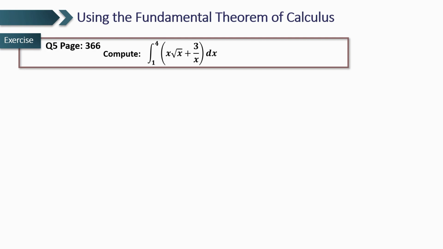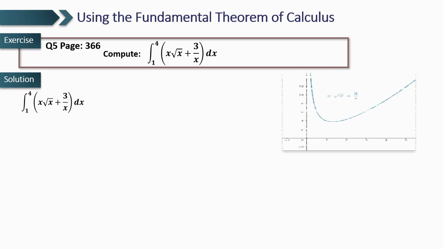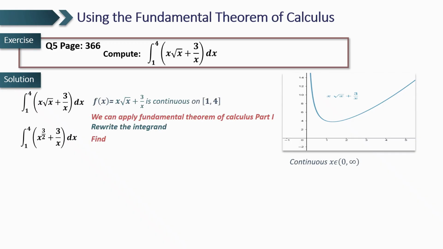You can simplify before you antiderivate. You have x root x. The power of x is 1. Root x can be written as x power 1 by 2. So when you club it, it's actually x power 3 over 2 plus 3 by x dx.